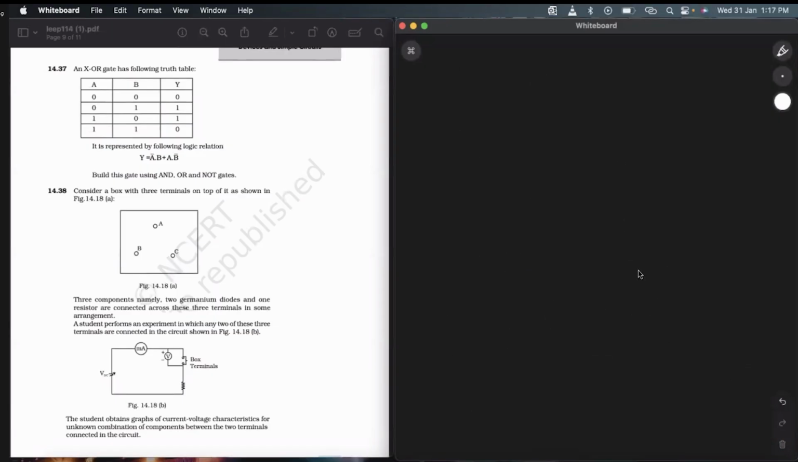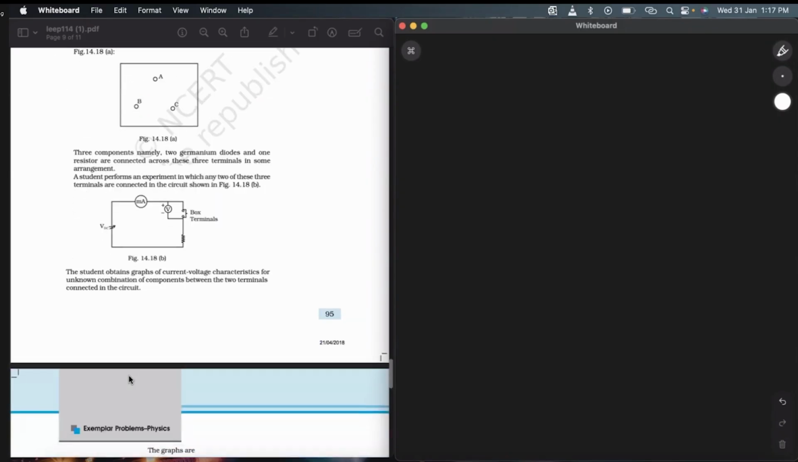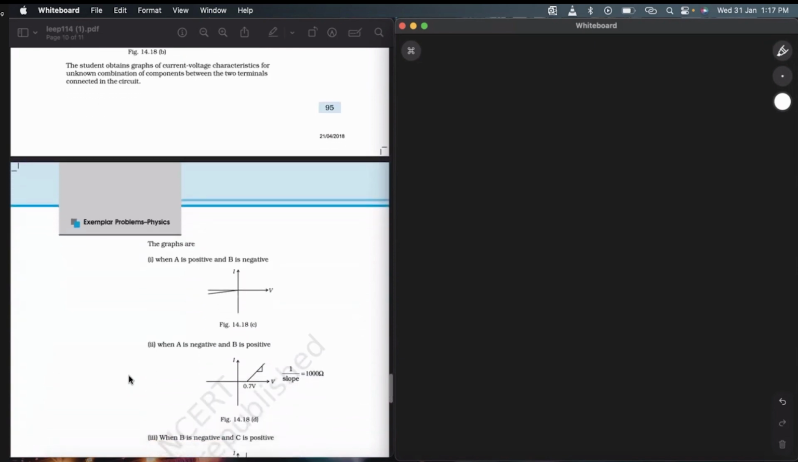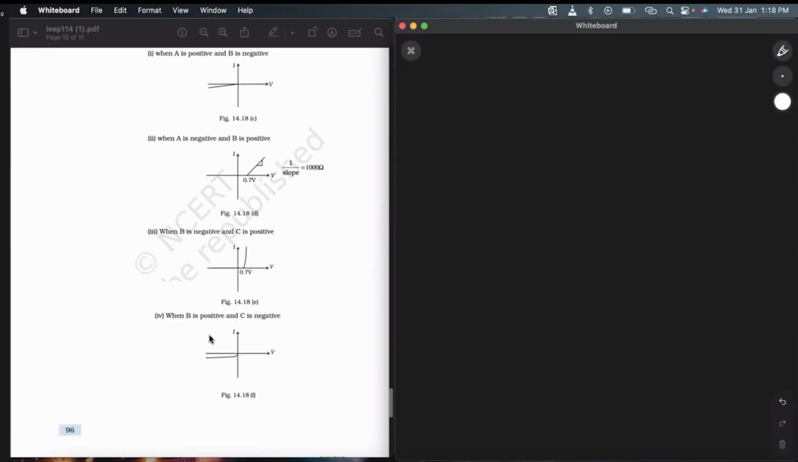Now question number 38. Consider a box with 3 terminals on top of it as shown, A, B and C. Three components, namely two germanium diodes and one resistor, are connected across the three terminals in some arrangement. A student performs an experiment in which any two of these three terminals are connected in the circuit as shown in the figure. The student obtains a graph of current voltage characteristics for unknown combination of components between two terminals. The graph where A is positive and B is negative, when A is negative and B is positive, when B is negative, C is positive.